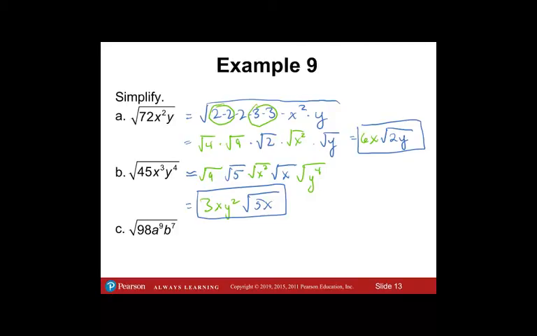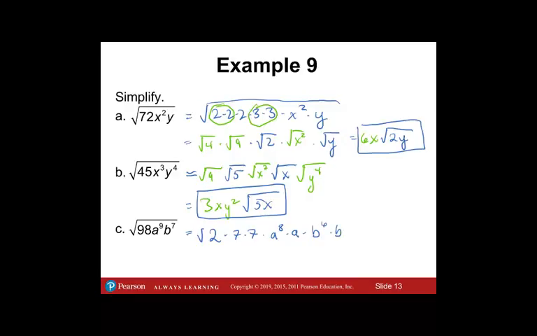98. We see that 98 is at least divisible by 2. So there's going to be 2 times 49. And then 49 is 7 times 7. That a to the 9 we're going to rewrite as a to the 8 times a. And then times b to the 6 times b.